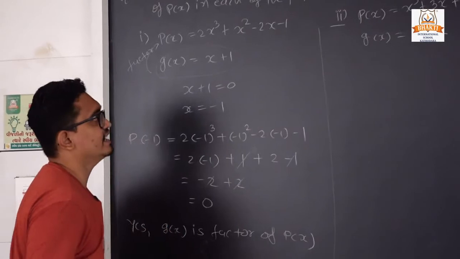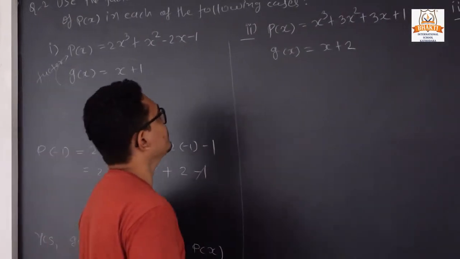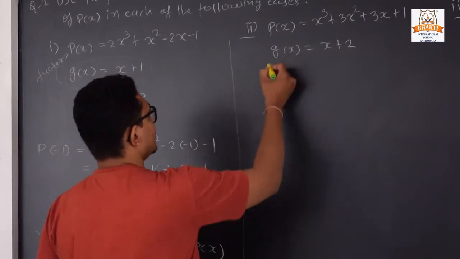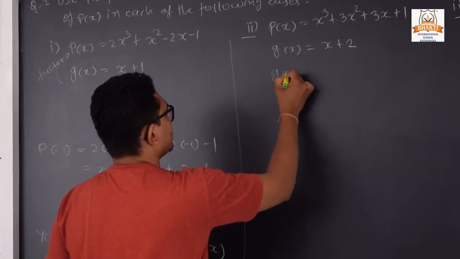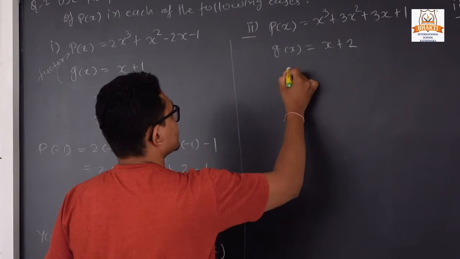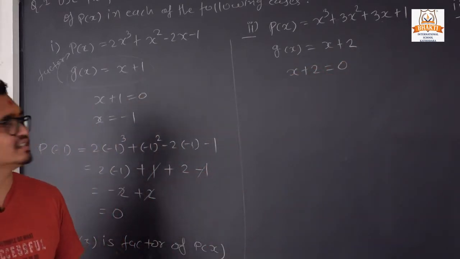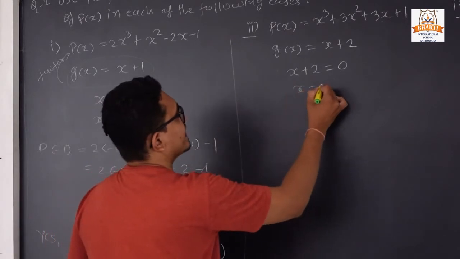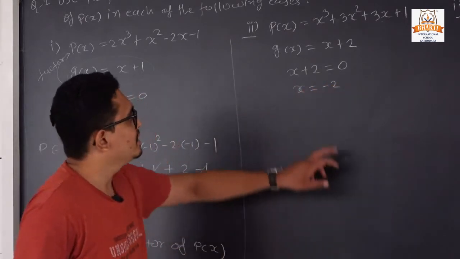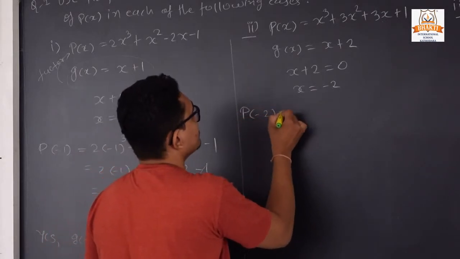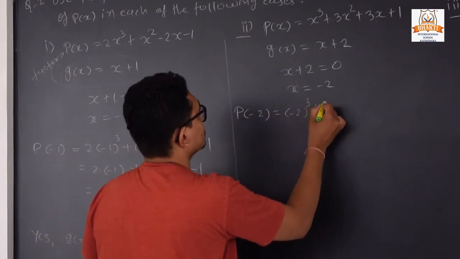Now in the second question, what can we do? P of x is given. Once again we can take g of x. What is g of x? x plus 2. So we will put x plus 2 is equal to 0. Now x is equal to minus 2. Now we will put minus 2 in our polynomial. So p of minus 2.